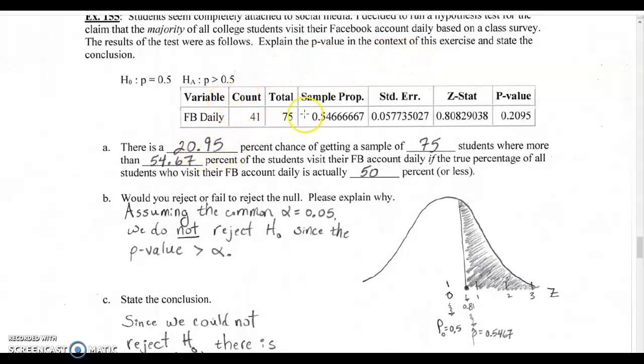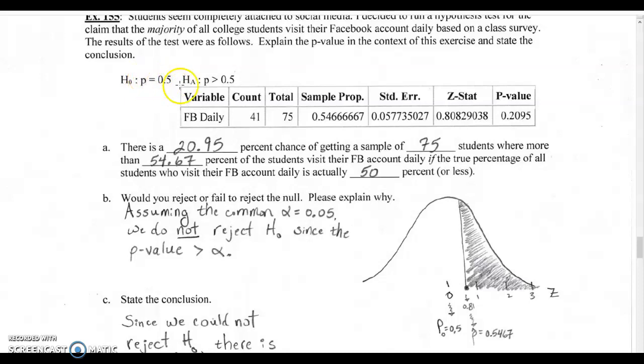So this is what I ended up getting. I had 41 out of 75 who said that they did visit Facebook daily, which gave a sample proportion of 0.55, 55%. Standard error 0.058 here, with a z-score of 0.81. So that's not a very big z-score, not very far away from the assumption of the middle of 0.5. So the p-value is pretty big. The p-value is certainly not going to be less than any reasonably chosen alpha of like 0.05 or 0.10 or 0.01. So we do not have enough evidence to reject the null.